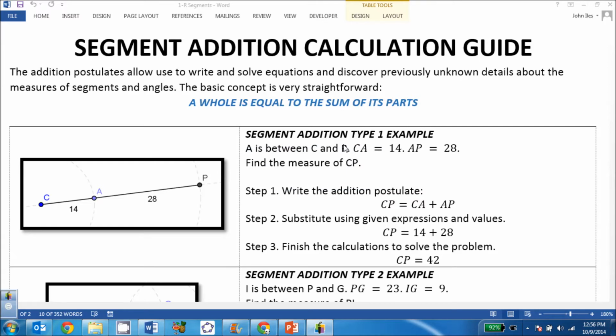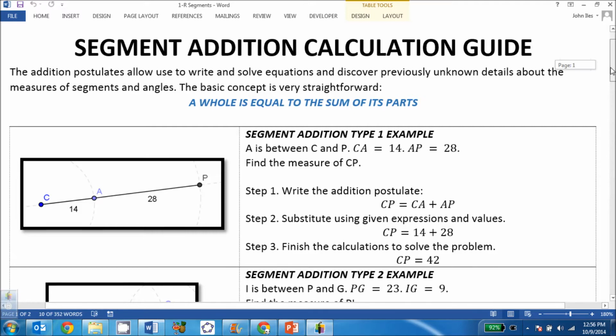Today we're going to be talking about the segment and midpoint review for the Unit 1 retest here at the end of Quarter 1. So this is an unusual video, probably be taken down after a while, but we're going to start off by talking about the segment addition postulate.